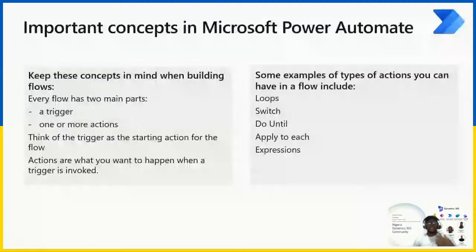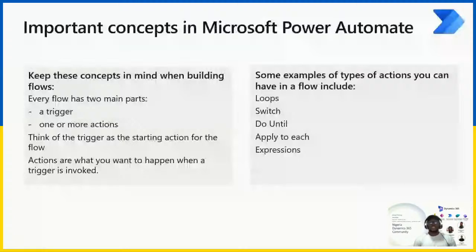So the trigger is the starting action of your flow, while actions are the other things that you want to happen when your trigger condition is invoked. So if the flow triggers, then there should be an action, either sending of an email, sending of an approval, getting of some certain details or some certain information. So it is very important to note these two things.